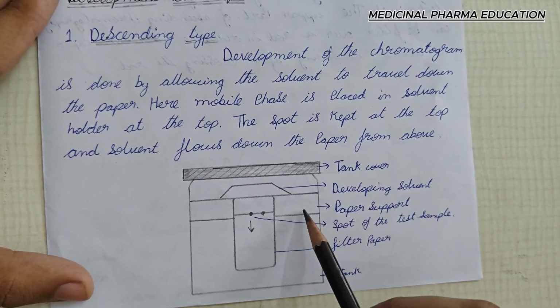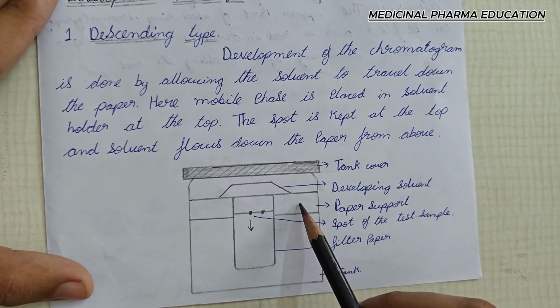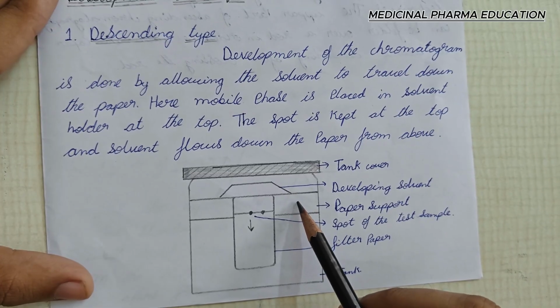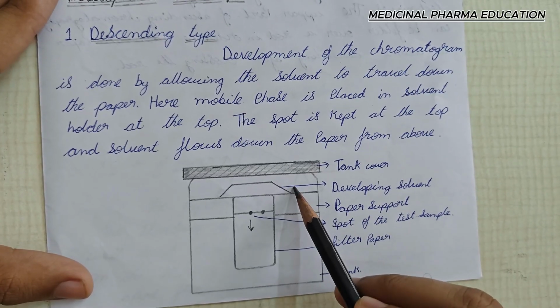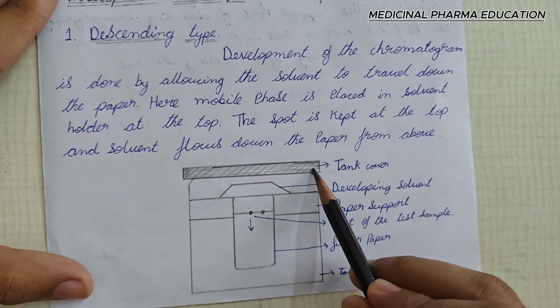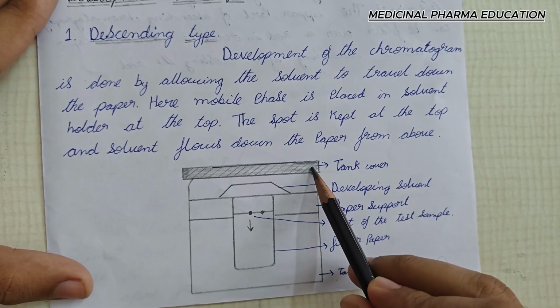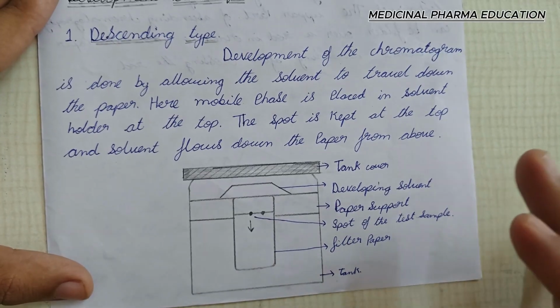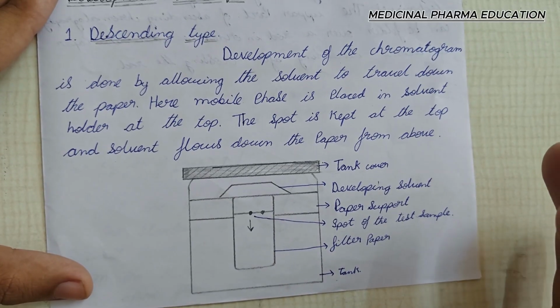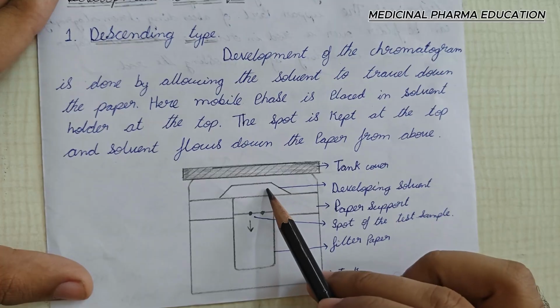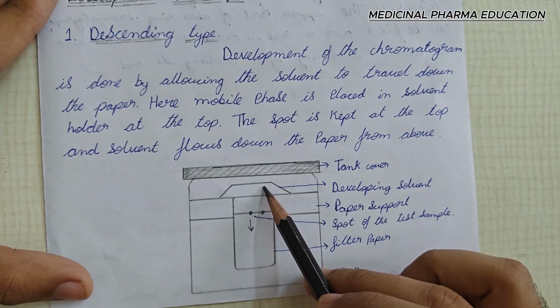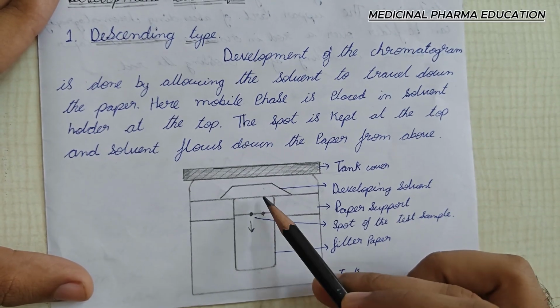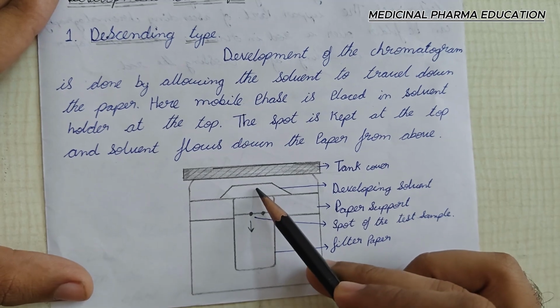Next, this is the paper support. We use a thread to support the paper. Next, the development solvent, and this is the tank cover. It may be glass or anything, placed on top to prevent the air from flowing outside. This is the technique. Here the solvent moves from up to downward.